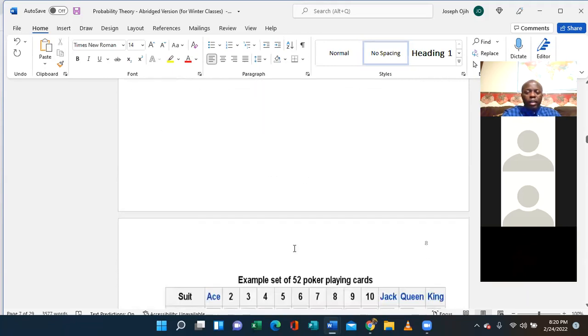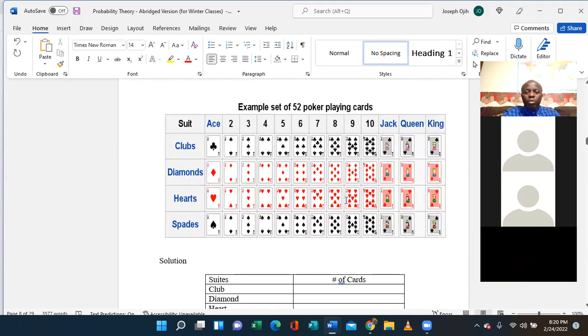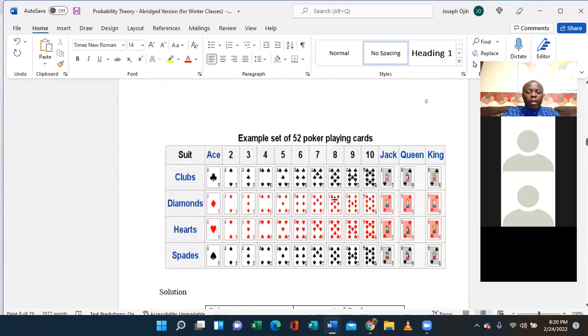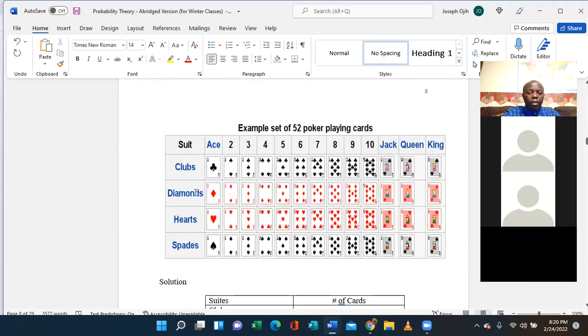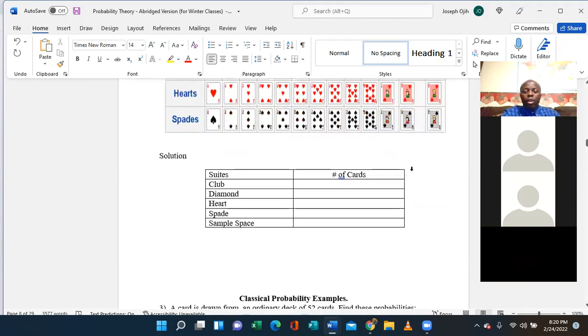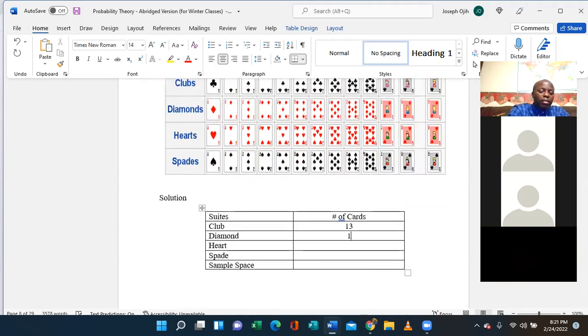A deck of cards, as we see, has 52. A matter of fact, I can put it this way: you have how many suits? You have club, diamond, hearts, spade. How many cards in each suit? 1, 2, 3, 4, 5, 6, 7, 8, 9, 10, 11, 12, 13. 13 cards in each. So club has 13 cards. Diamonds also have 13 cards. Hearts also have 13 cards. And spades have 13 cards.